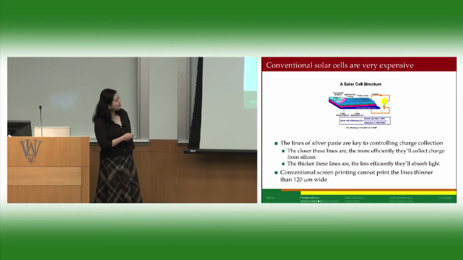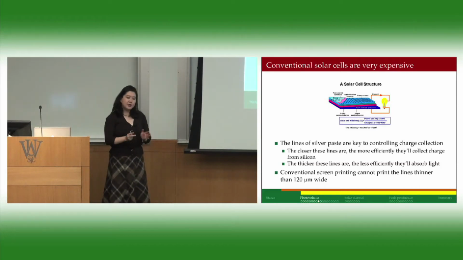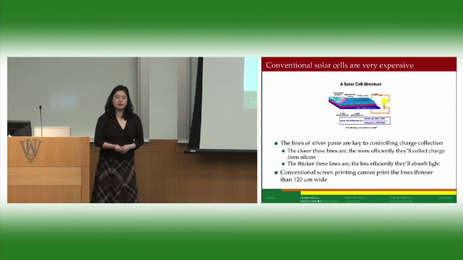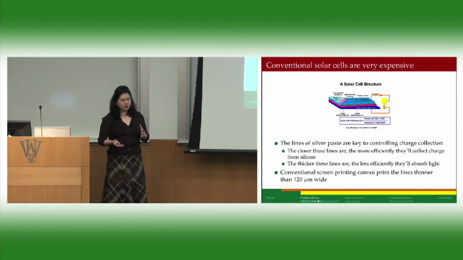And the conventional techniques that have been used in the US were these conventional screen printing techniques, which are not able to print the lines any thinner than about 120 microns wide. So you might be thinking, what is that exactly in terms of width?